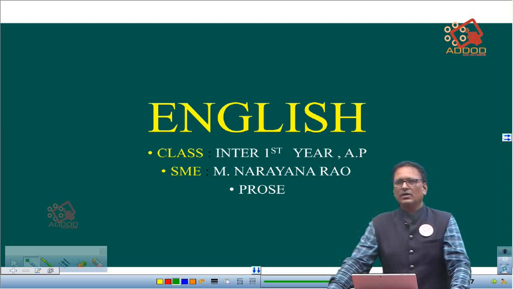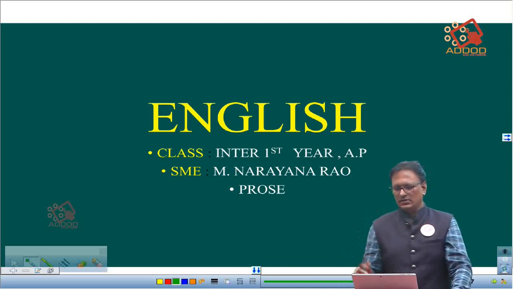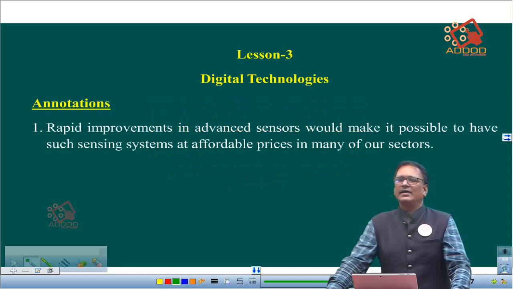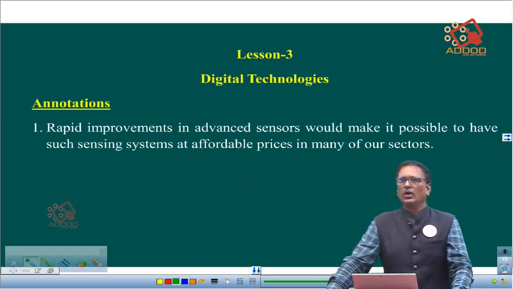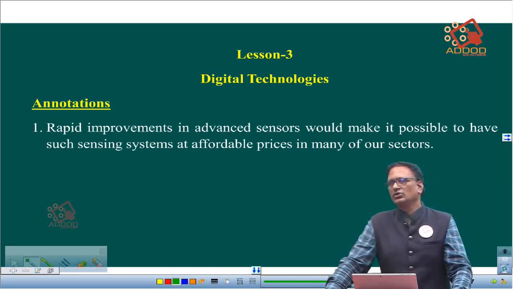Today, I take lesson number 3 from the prose part, and the name of the lesson is Digital Technologies. Let us get into this lesson. It has both annotations as well as question answers. According to the examination model, you have both annotations and questions, where annotation carries 4 marks. Similarly, question answers also carry 4 marks. So that's the weightage. Now, today I start with annotations. Later, I will take question answers.